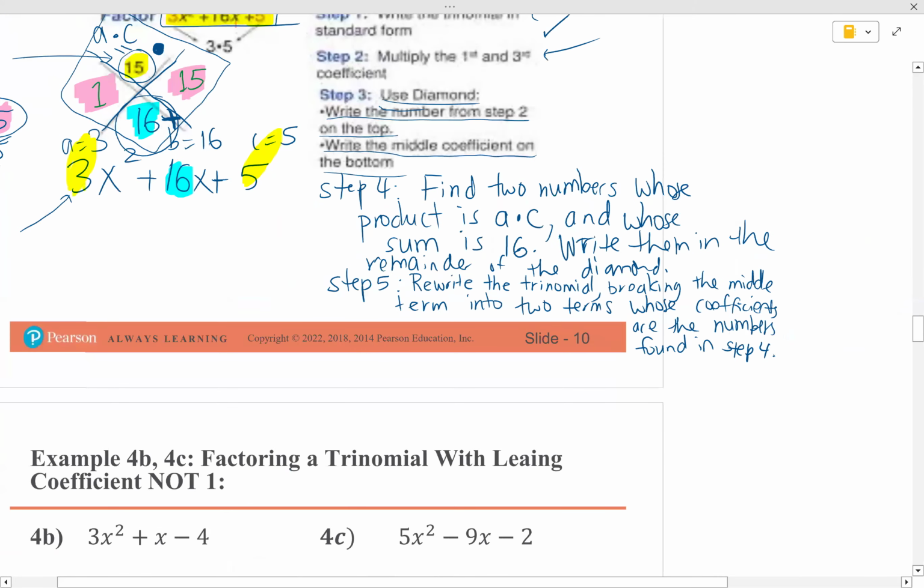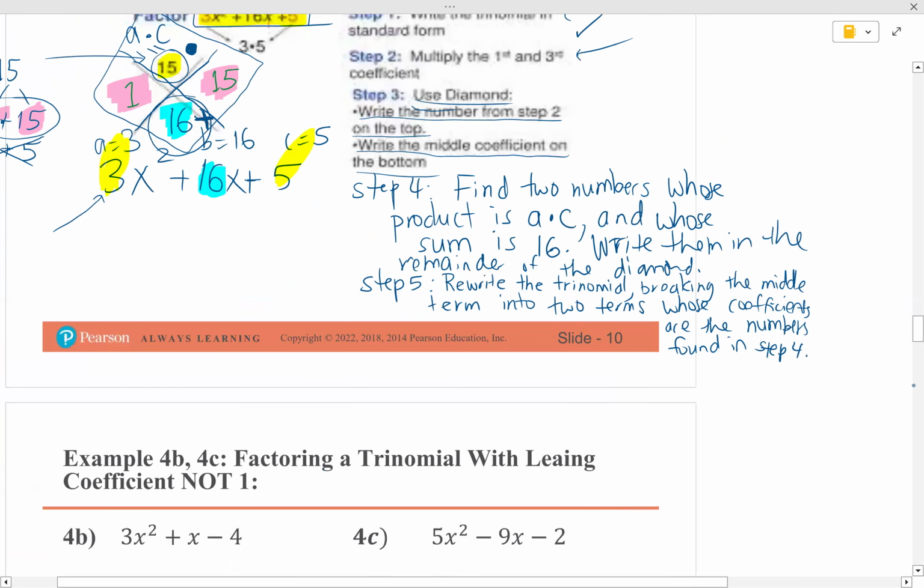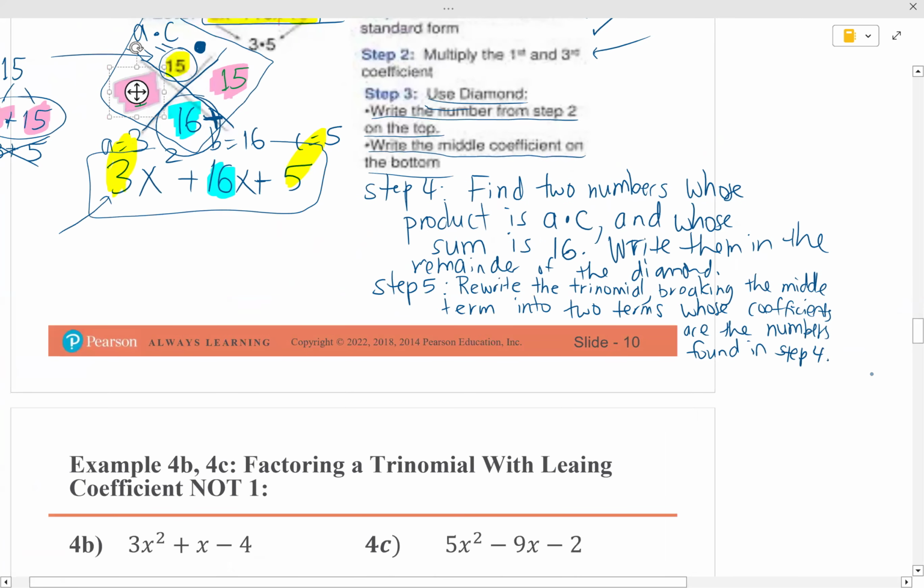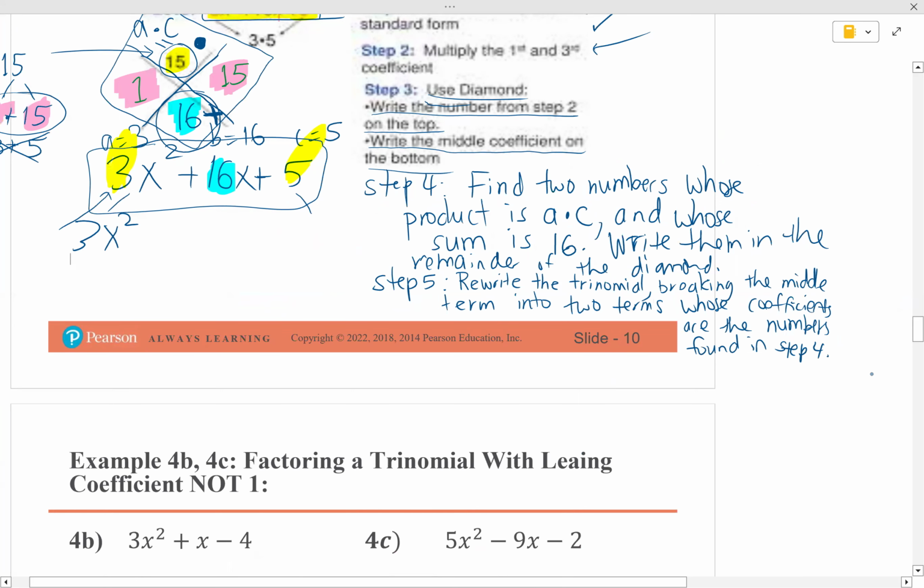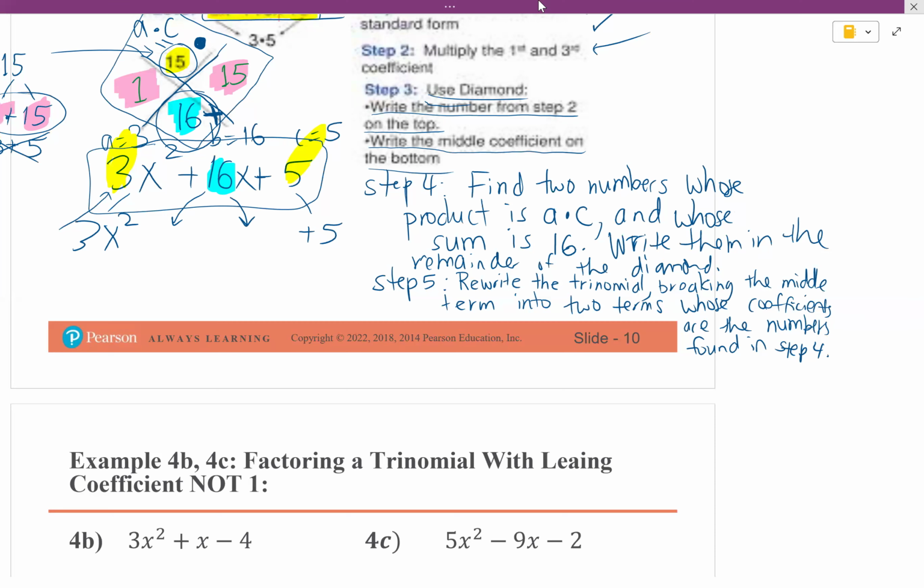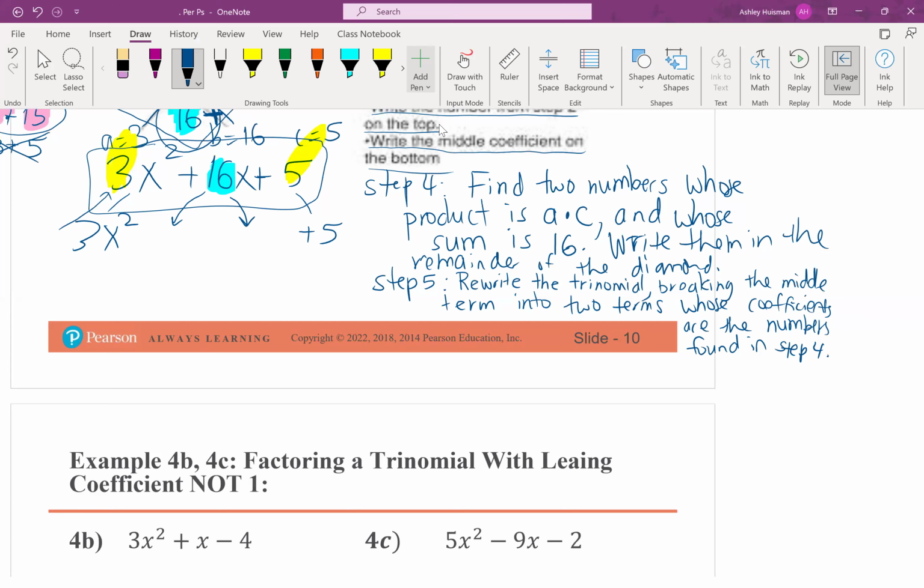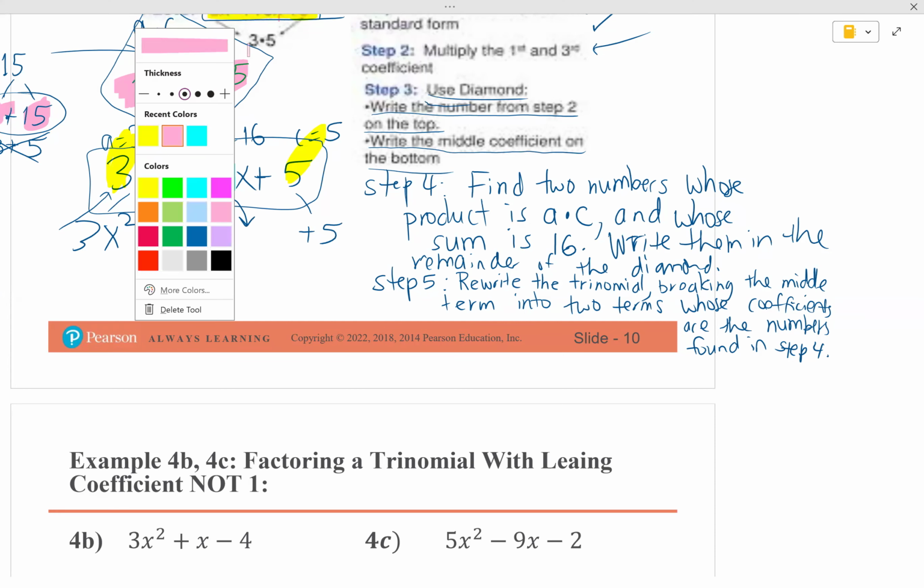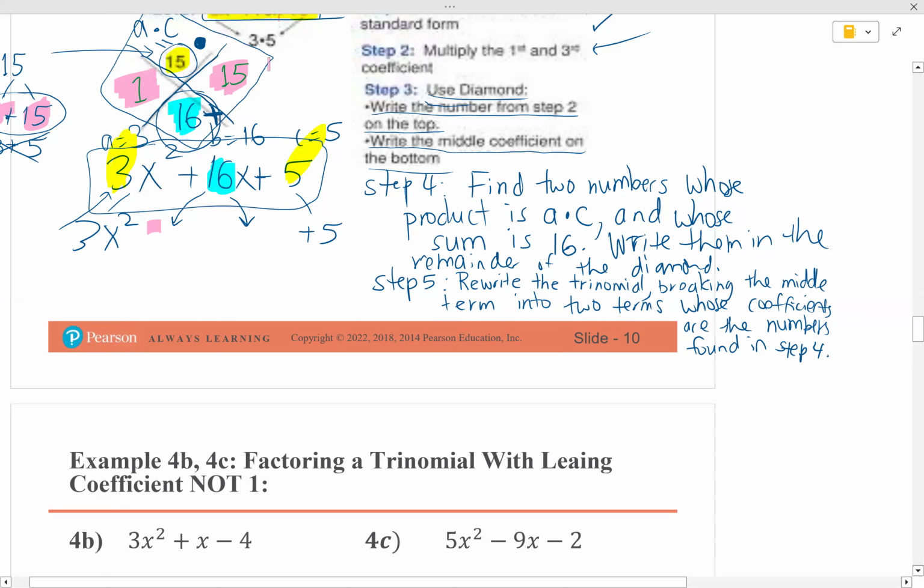So what I'm going to do is take the trinomial that I was given and rewrite it. 3x squared, the first term stays the same. The plus 5 stays the same. But I'm breaking this middle term. It was 16x, but now I'm going to rewrite it as two terms whose coefficients are the numbers I just found. Those were 15 and 1. And it doesn't matter what order they're in.